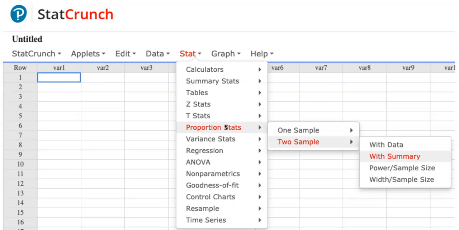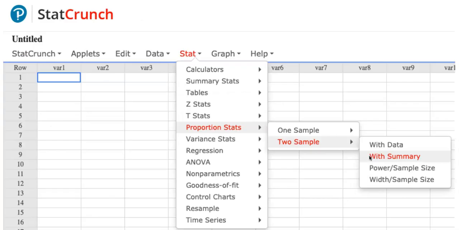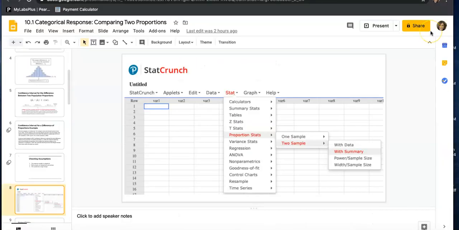So go here for me, Stat, Proportion Stats, because we're working with proportions, right? And click on two sample. Remember, guys, last couple weeks we were working with one sample because we were estimating a single population parameter. And also click on With Summary, because we were given the summary of this study, not the actual raw data. So click on that for me. And then what I actually did was I just screenshotted the output, but let me go and do this with you, okay? Because I think it will be helpful for you to see what kind of numbers I'm entering. So let me go open up my StatCrunch right now.